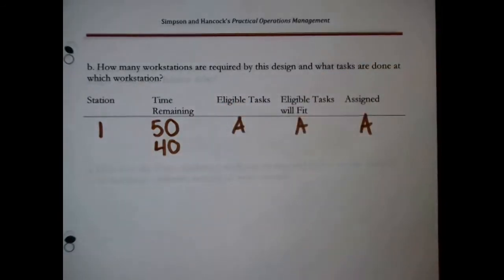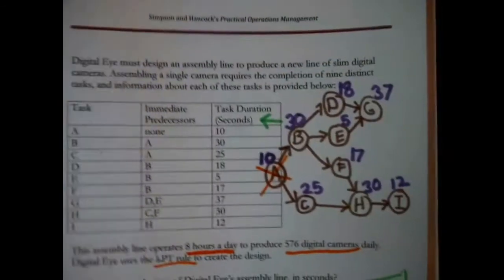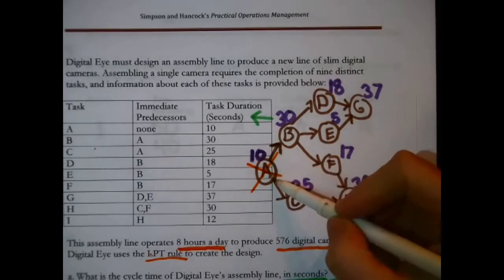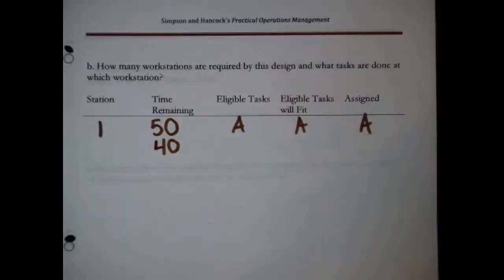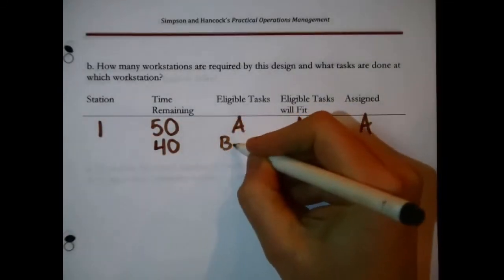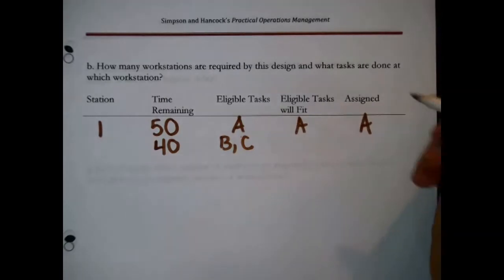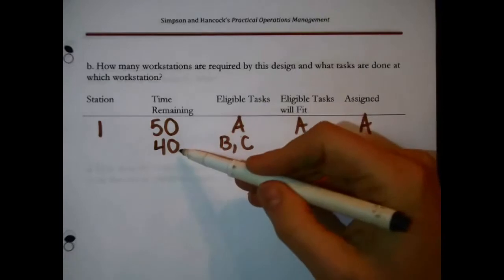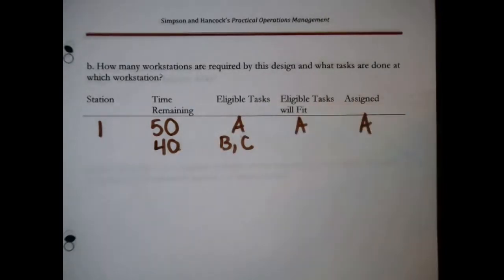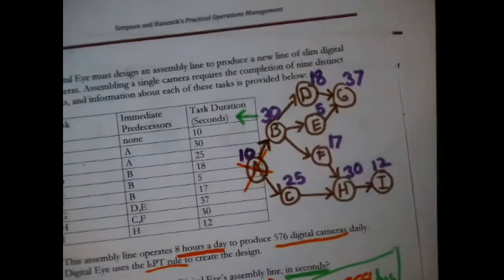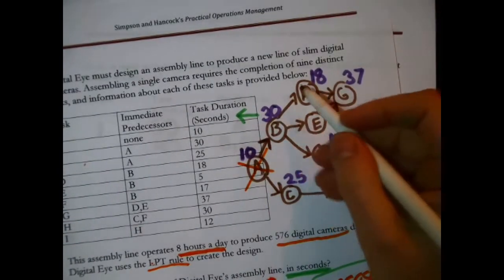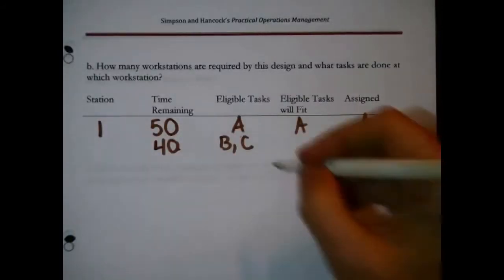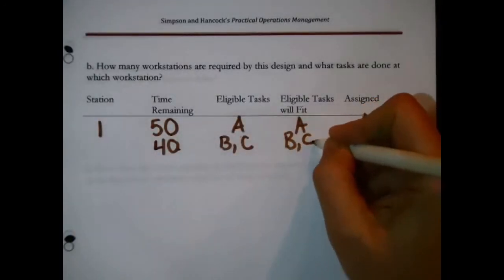We could do something else, perhaps. Eligible tasks. Well, what could we do? Okay, A's done. We could do B, or we could do C. Okay, note that down. In terms of precedence relationships, B and C are both eligible. Now, what's this screen, eligible tasks, that will fit? We only have 40 seconds left at this station. That's what the check is. How long is B? It's 30 seconds. Well, it would fit in the 40 seconds. C is 25 seconds. It would fit in the 40 seconds. Okay, they both survive, so to speak.